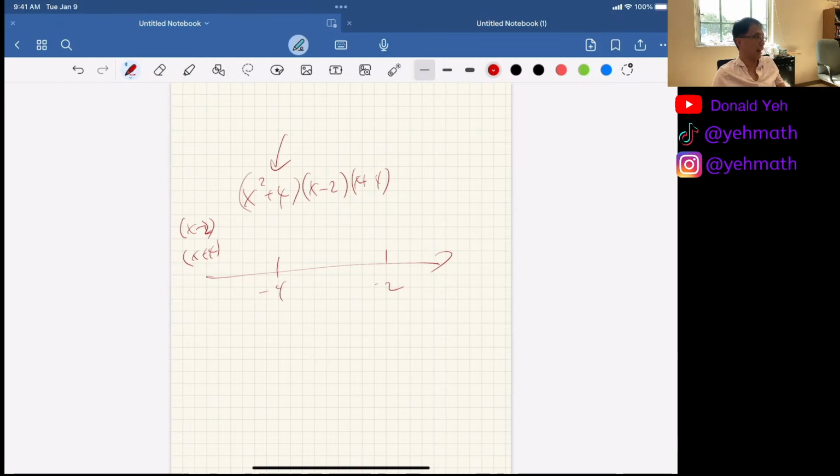Yes, even degree, and this also is positive 4. If it's x squared minus 4, then yeah, you're gonna get some negative sign changes. But x squared plus 4, you never have sign changes, so you don't have issues.